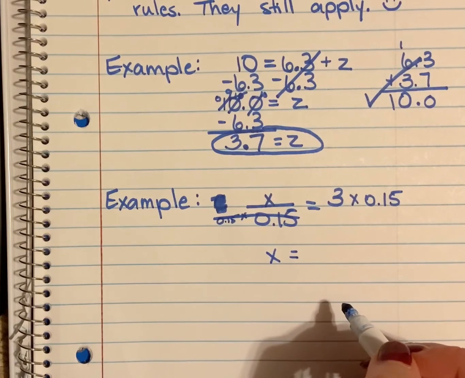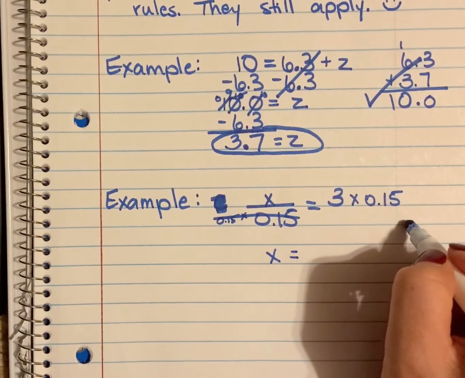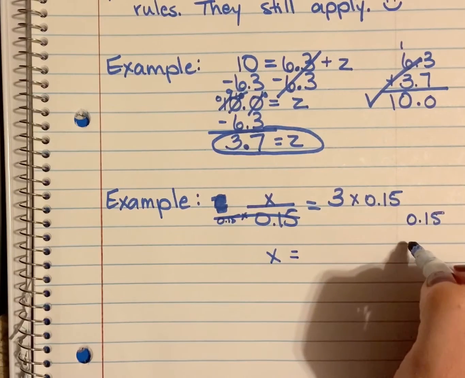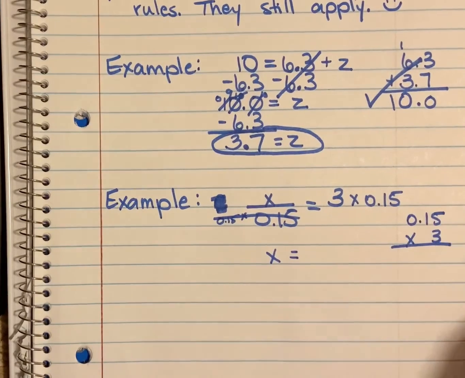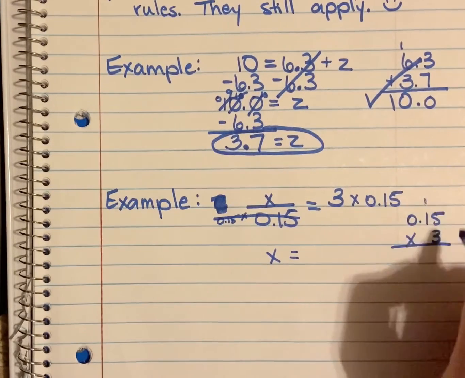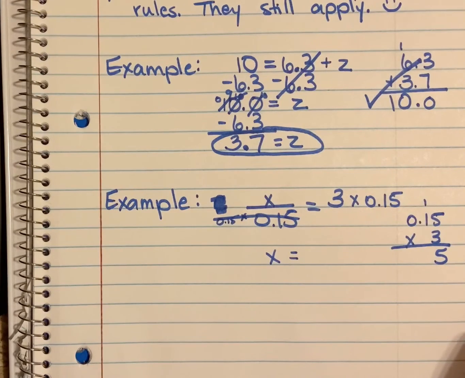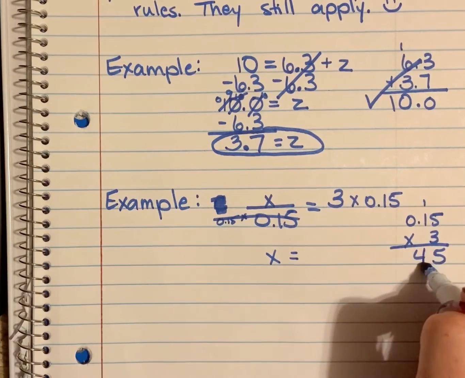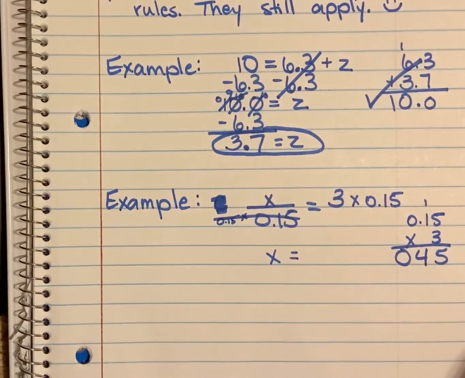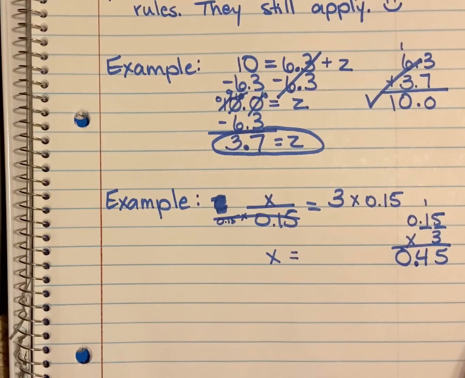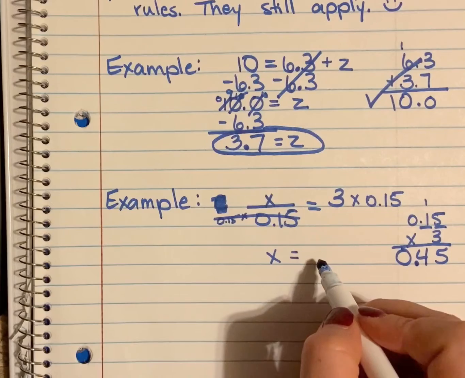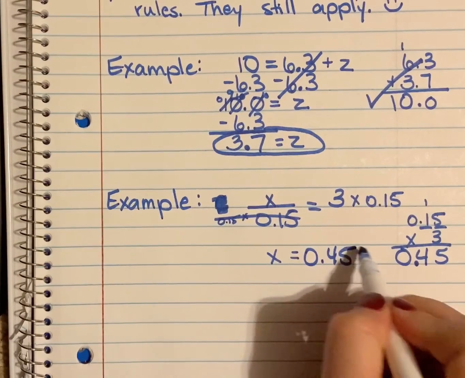And I'm going to rewrite this. 0.15 times 3. 5 times 3, 15. 3 times 1, 3, plus 1, and 3 times 0. There are 2 decimal places in my problem. So I'm going to move the decimal 2 places in my answer. X is equal to 0.45.